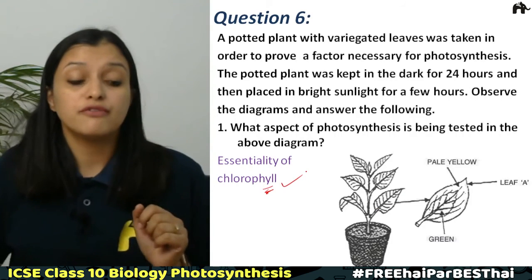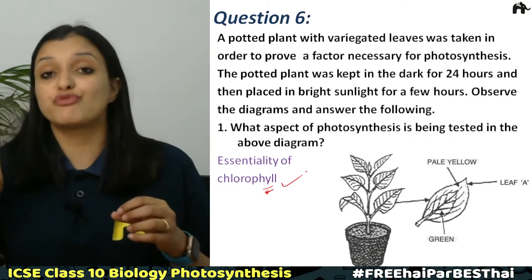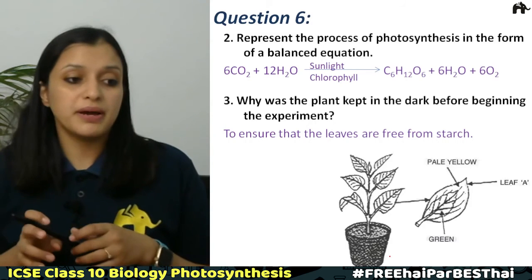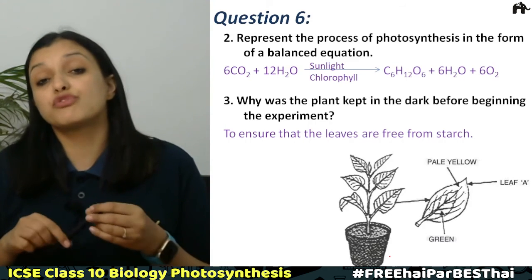So what we are doing? We are talking about the essentiality of chlorophyll for plants to perform the process of photosynthesis. Now, the second part of the question, represent the process of photosynthesis in the form of a balanced equation.